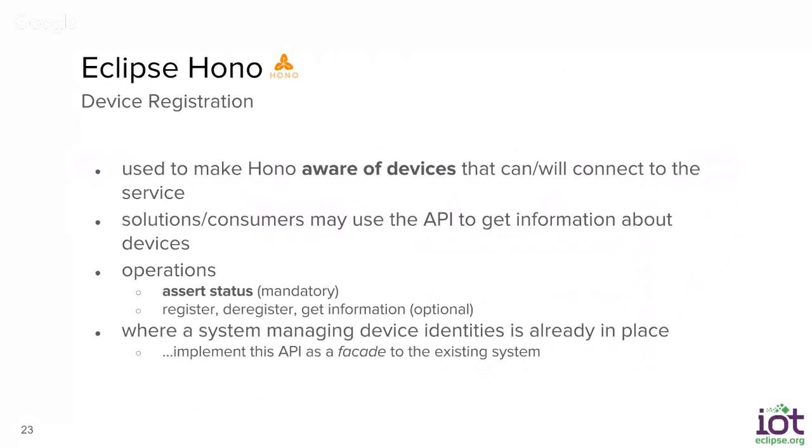So now coming back to the question that we had heard before. The device registration API is defined within Hono in order to make Hono aware of devices that can and will connect to the Hono services. However, the only really required operation of this API is the assert status operation, whereas the other operations for registering, deregistering, retrieving, or updating the information are optional.